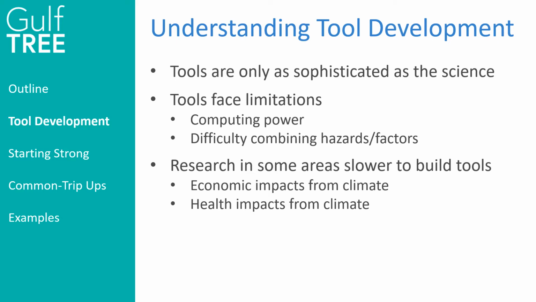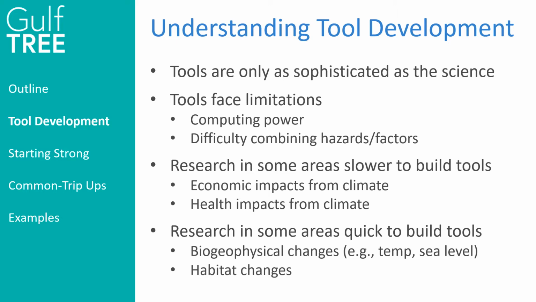Additionally, research in some areas are slower to build tools for a variety of reasons. For example, the economic impacts from climate change. This is a really specific and also a newly growing field, so there aren't a lot of generic or broad, easy to use tools out there for economic impacts. Usually they're very focused tools on different kinds of studies that have happened in a specific area or region. Same thing for health impacts and climate. This is a growing area and there are more tools in Gulftree that touch on this, but not a lot.